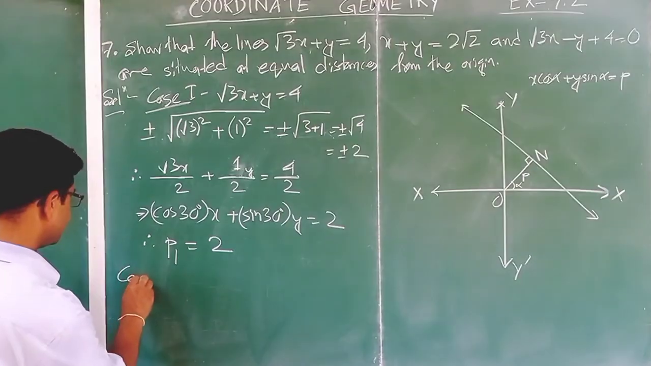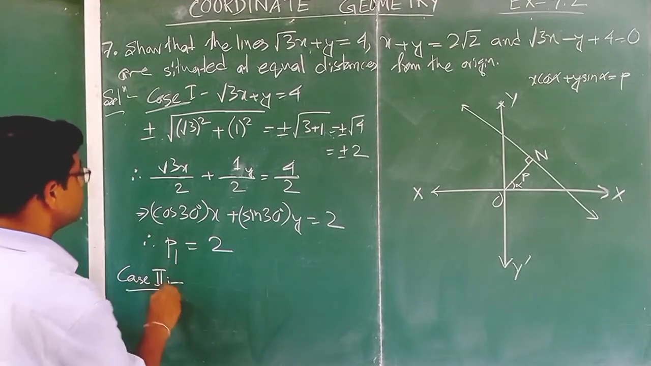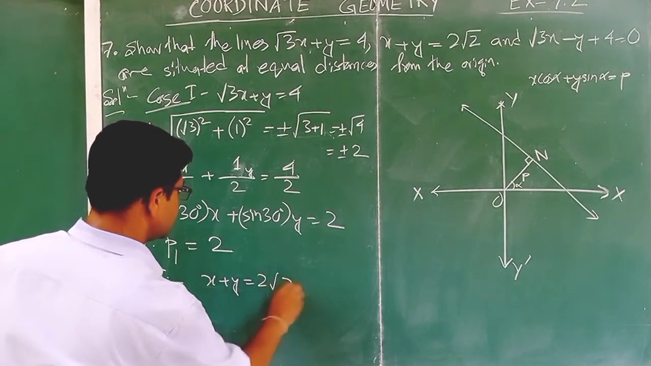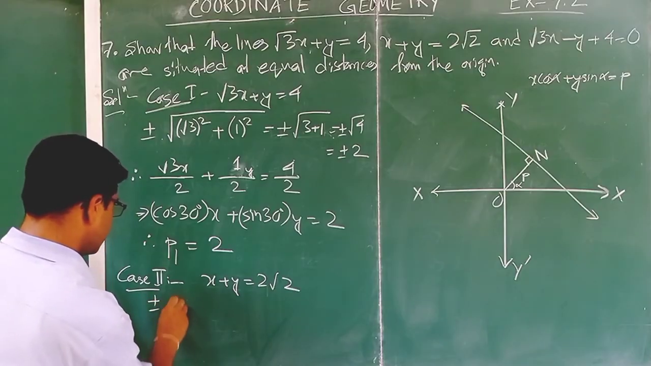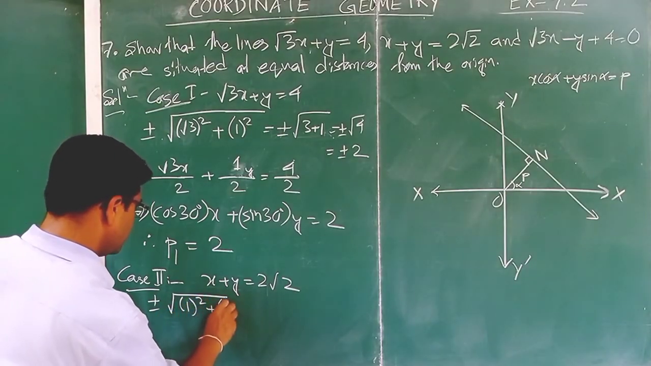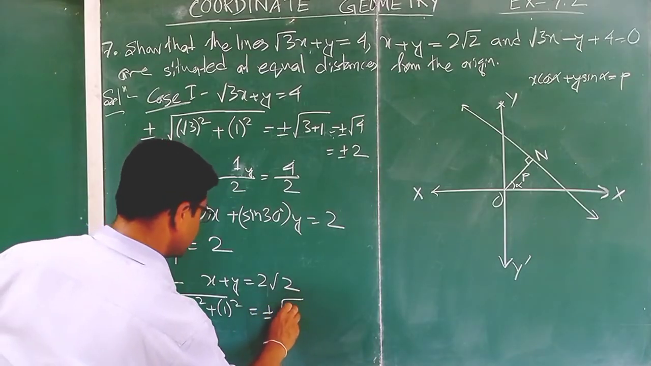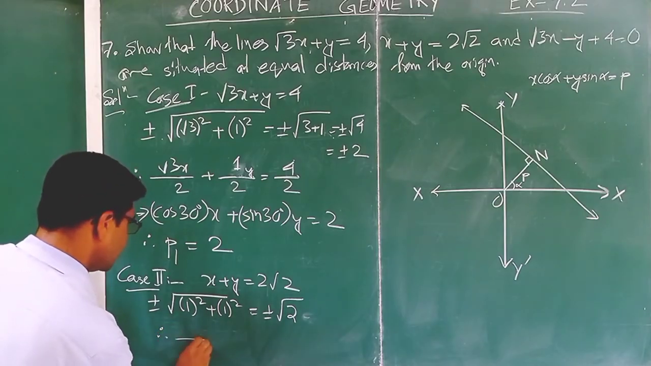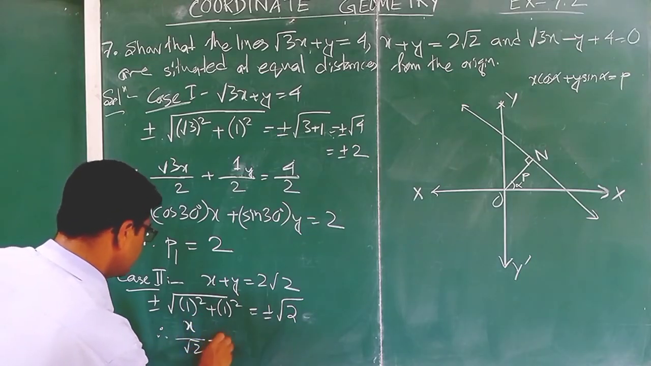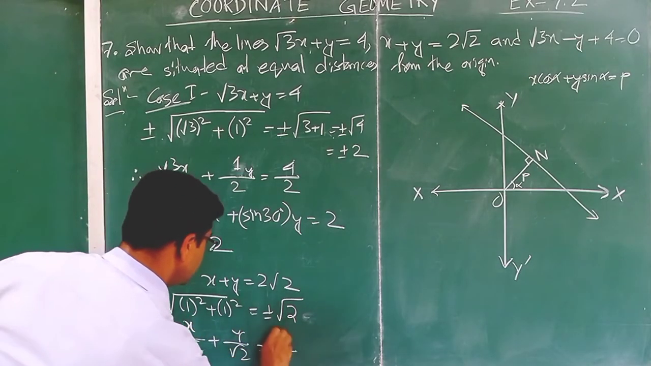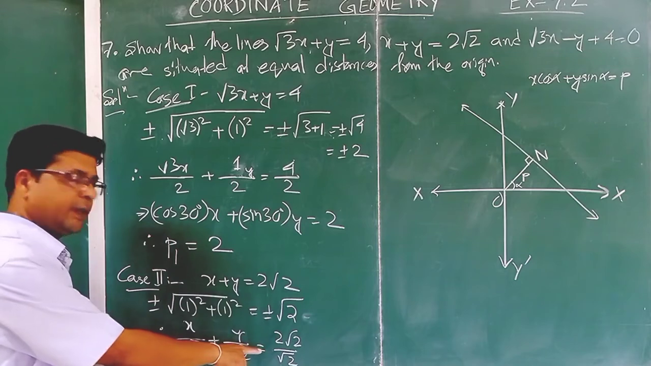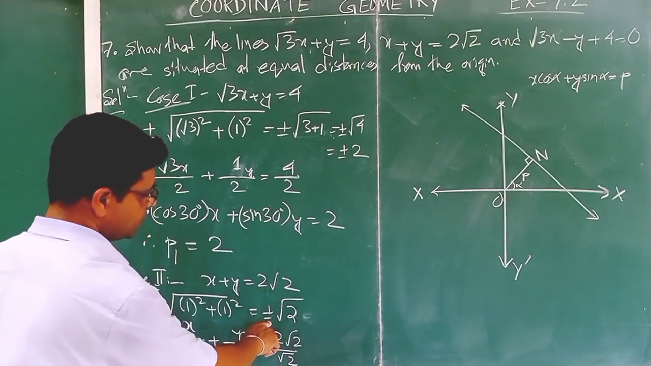Now case 2. This one is very easy. What is the equation? x plus y is equal to 2√2. The constant term is already on this side. So now let us find the term by which we want to divide. This is plus minus the square root of 1 plus 1, which is √2. So x by √2 plus y by √2 equals 2√2 by √2. As this is positive, we are dividing by the positive √2. We are not considering minus √2.